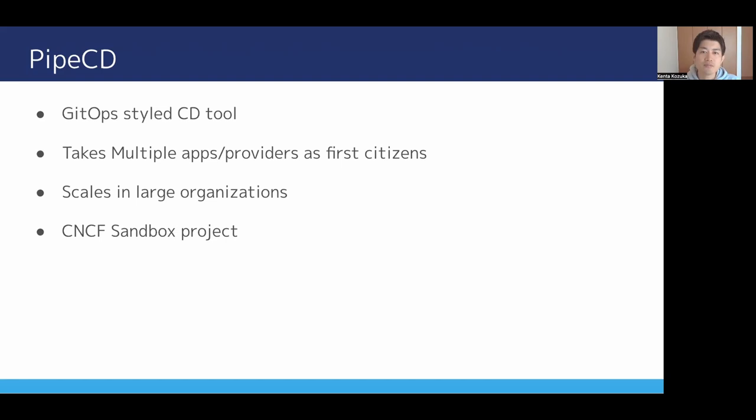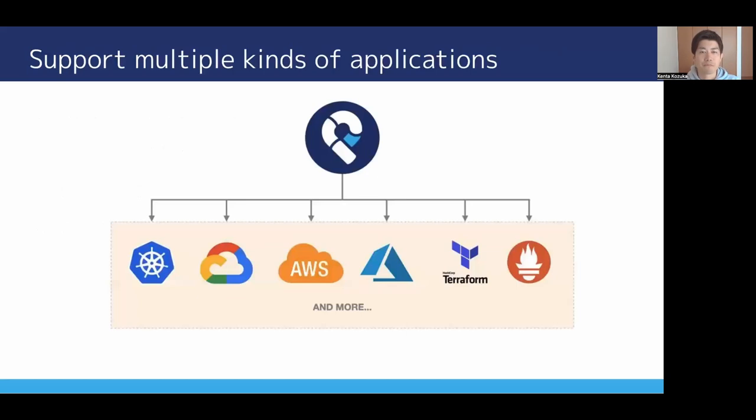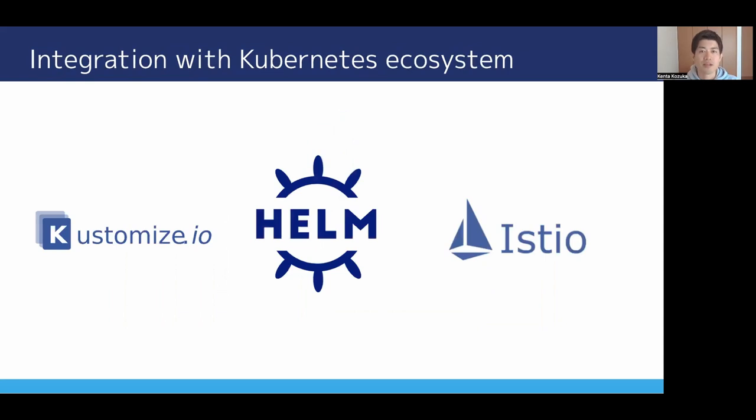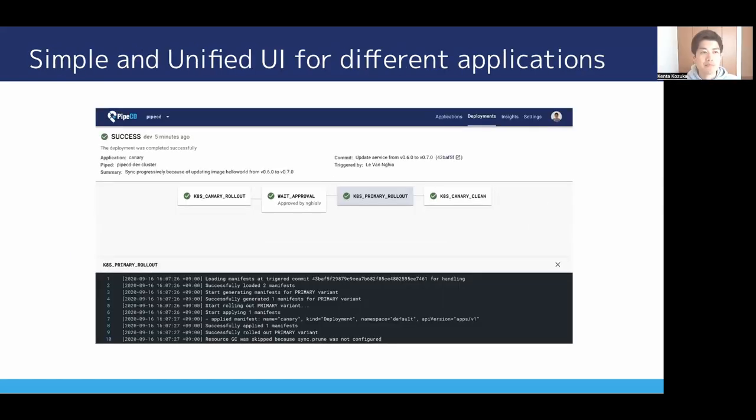PipeCD is an OSS project and joined CNCF Sandbox in 2022. PipeCD supports a range of applications. Currently, we support Kubernetes, AWS ECS, Lambda, GCP Cloud Run, and Terraform. It also integrates with Kubernetes ecosystem. If you use Kustomize, Helm, or Istio, you can migrate to PipeCD without using any CRDs. PipeCD offers a unified and simple user interface across various applications.